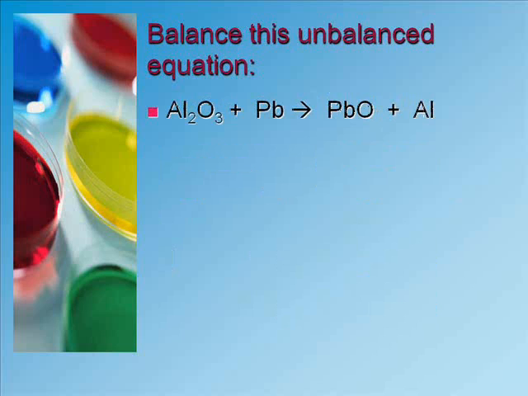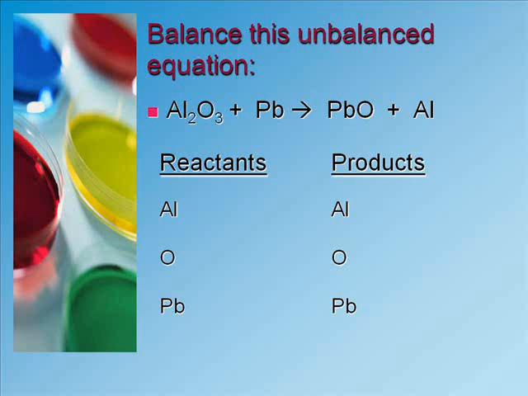Let's take a look at yet another example. In this reaction, I'm reacting aluminum oxide with lead to form lead 2 oxide and aluminum. On the reactant side and the product side, I have aluminum atoms, oxygen atoms, and lead atoms. Let's set up our tally. On the left, I have 2 aluminum atoms, 3 oxygen atoms, and 1 lead atom. On the right, I have 1 of each type of atom.